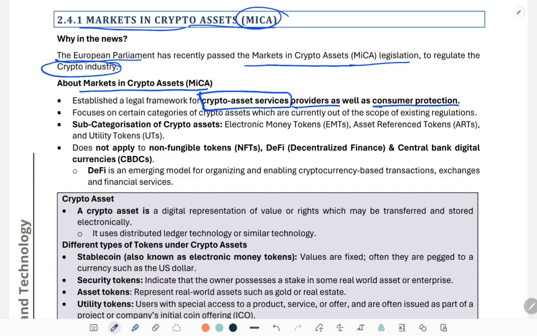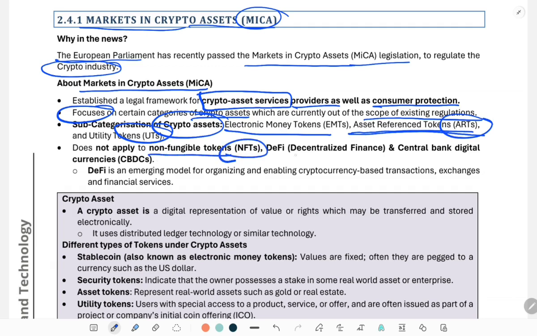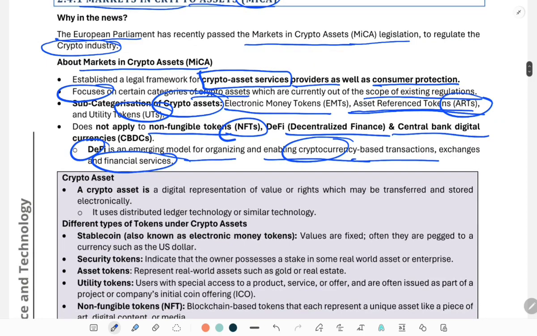This legal framework is focused on the categories of crypto assets which are currently out of the scope of existing regulations, and it has a subcategorization of crypto assets: electronic money tokens, asset-referenced tokens ARTs, and utility tokens. It doesn't apply to non-fungible tokens NFTs, decentralized finance, and central bank digital currencies. DeFi is an emerging model for organizing and enabling cryptocurrency-based transactions and exchanges of financial services.